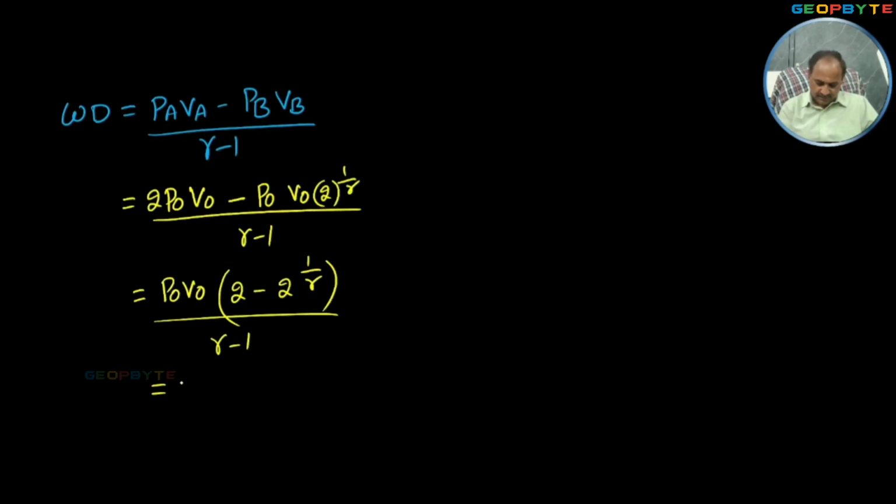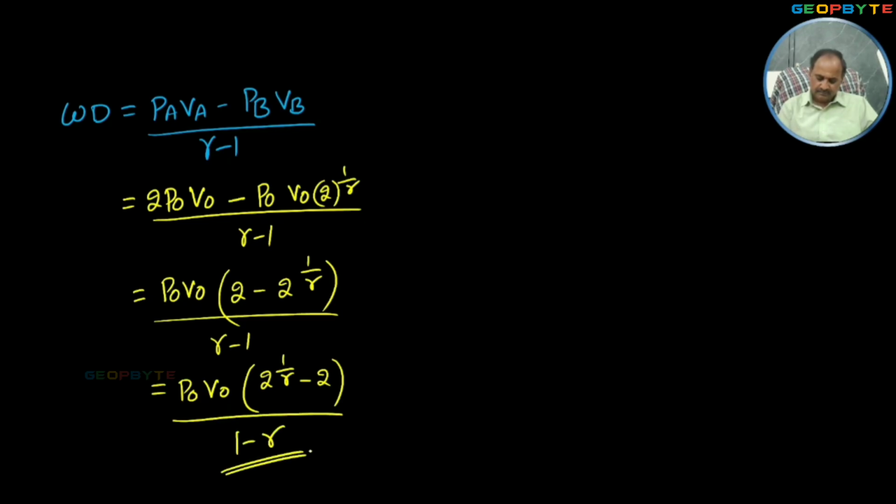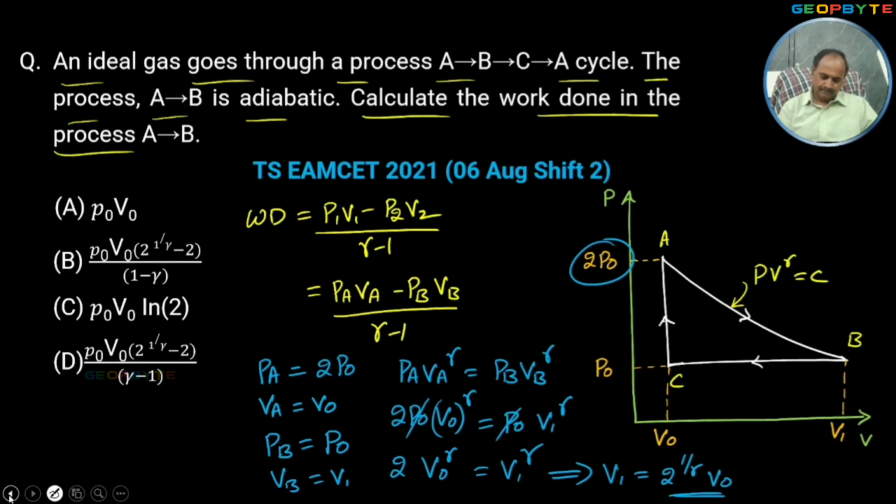Further, it can be written as P naught V naught into 2 power 1 by gamma minus 2 divided by 1 minus gamma. Look at this option: P naught V naught 2 power 1 by gamma, this is 1 by gamma minus 2 by 1 minus gamma. Option B is absolutely correct.